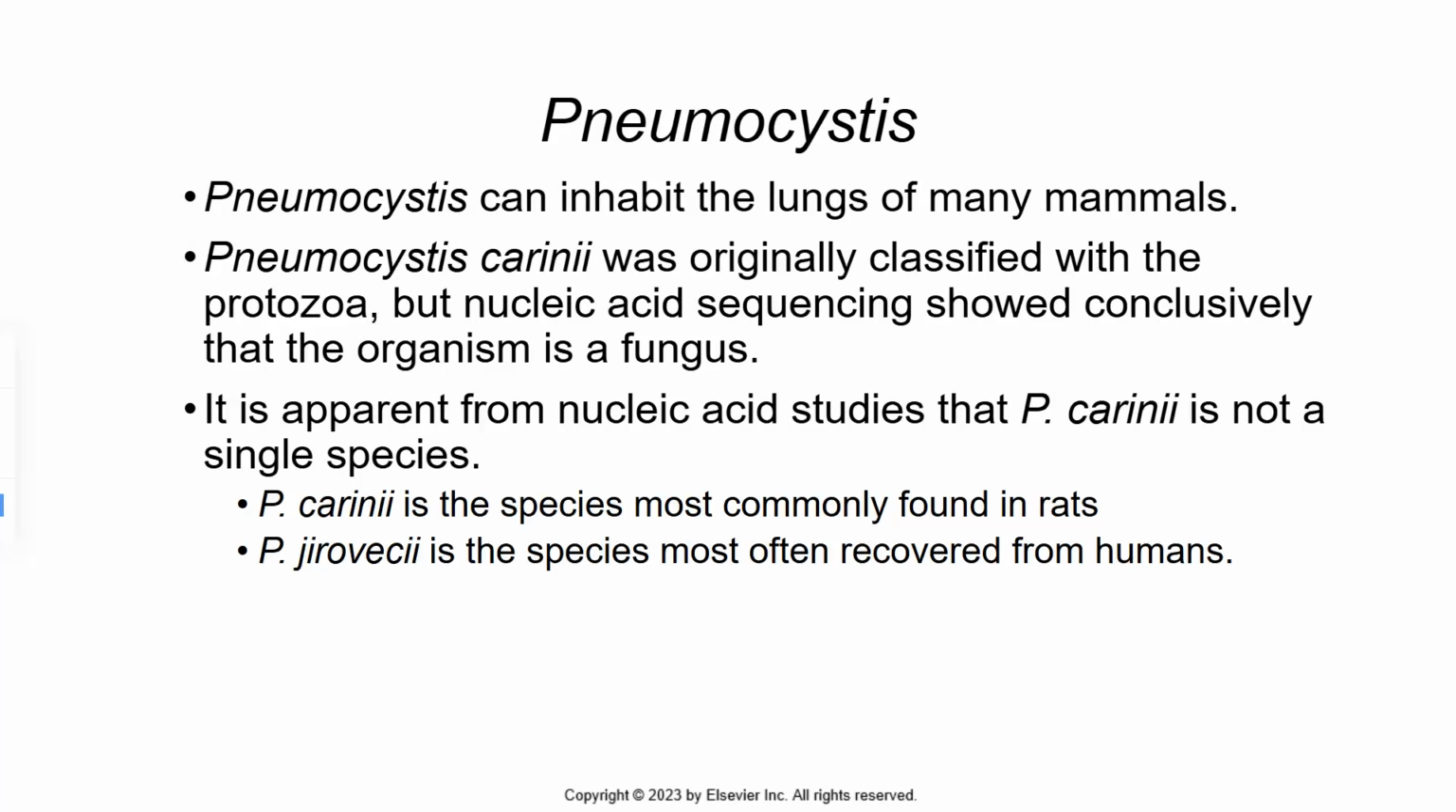Pneumocystis. So Pneumocystis can inhabit the lungs of many mammals. Pneumocystis carinii was originally classified with the protozoa, and they even refer to it as having a trophozoite and cyst stage. But nucleic acid sequencing showed conclusively that the organism is a fungus. It is apparent from nucleic acid studies that P. carinii is not a single species. It's actually P. carinii and P. jirovecii, and that jirovecii is the species most often recovered from humans.